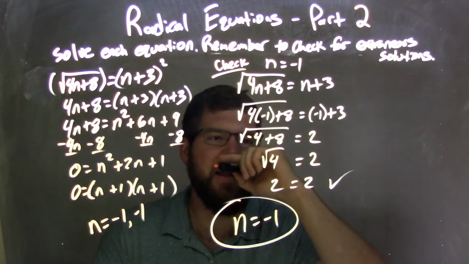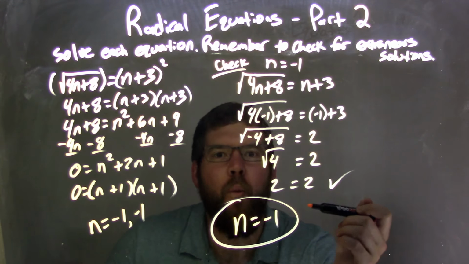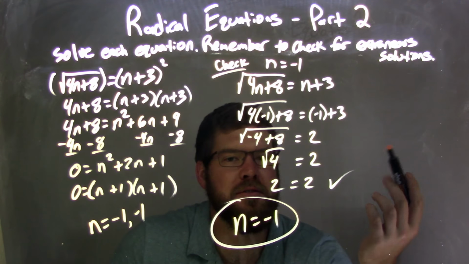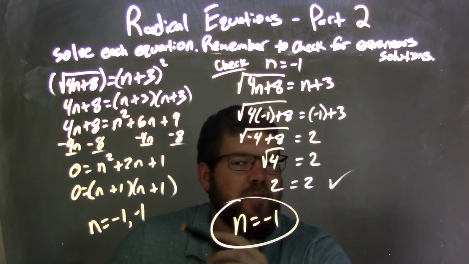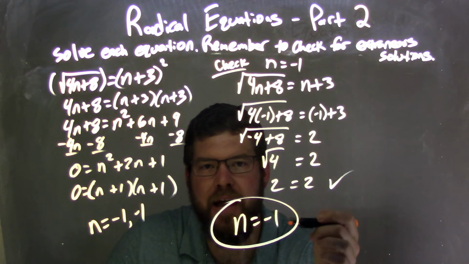When I plug it back in and simplify, I got my left and right hand side equal to be 2 and 2. With that information, since they're both equal, there was no extraneous solutions, and so my only true solution here is negative 1, and I only have to write it once, all right? It's the same number twice. So my solution here is n equals negative 1.